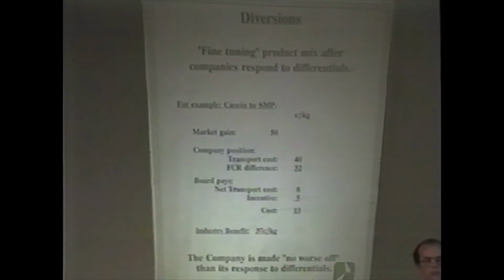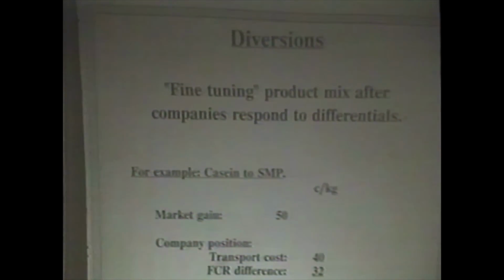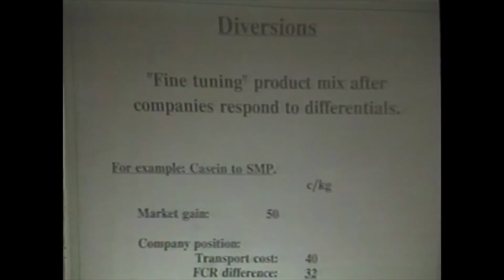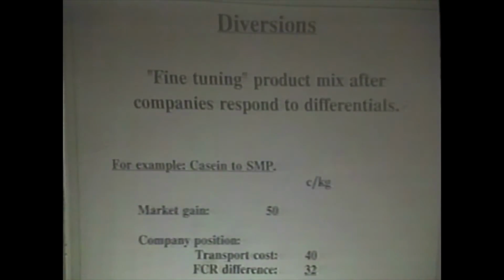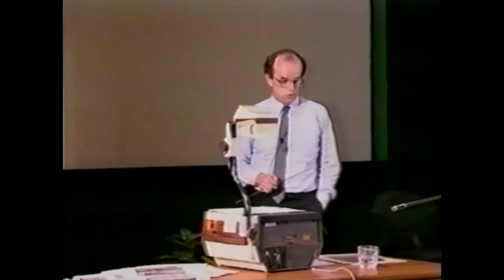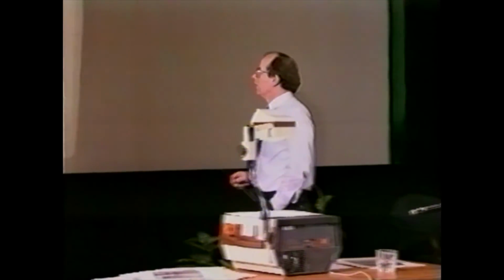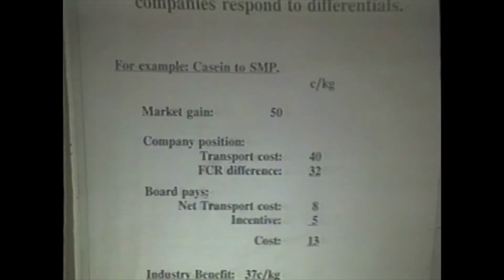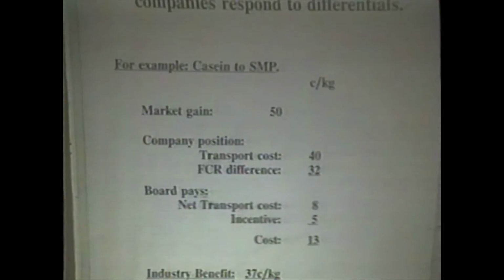If towards the end of the season we see an opportunity where the market is offering us, say, 50 cents a kg more for milk powder instead of casein, and we see a company going on making casein when there's a powder dryer up the road, not full, we can say to the company, why aren't you making powder? And they say, well, the transport costs would be 40 cents a kg. The standard purchase price only offers us a difference of 32, so we're worse off. We're better just to go on making casein and save the transport costs.